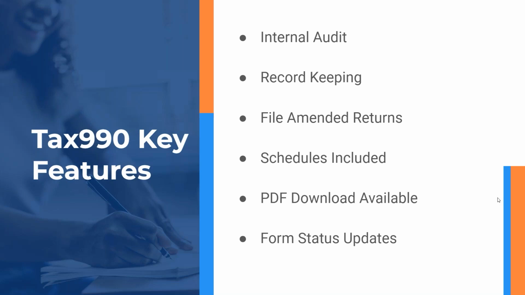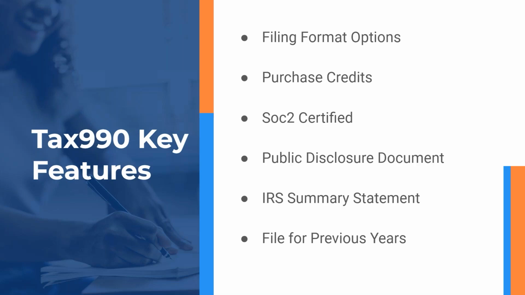You'll be notified of that rejection, the reason it was rejected, and you'll have the opportunity to resolve that rejection and retransmit it back to the IRS at no additional charge. So we really work hard to make sure that your organization remains compliant and is aware of those form status updates. Tax 990 offers two filing format options.